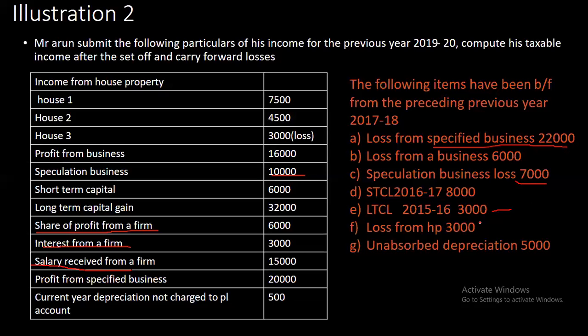Then loss from the HP, that means loss from house property, can be deducted from the income from house property. Then unabsorbed depreciation: after deducting all the losses and expenses relating to business income, the unabsorbed depreciation can be deducted from the income from the business.